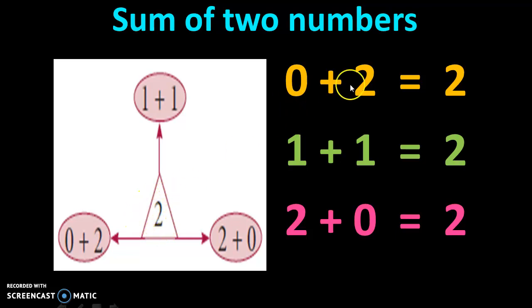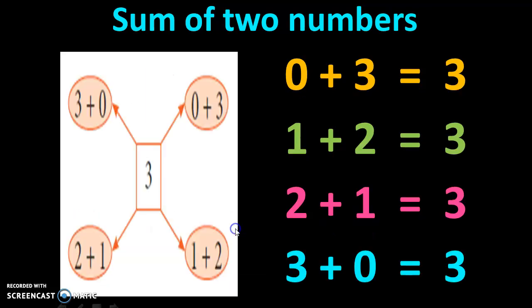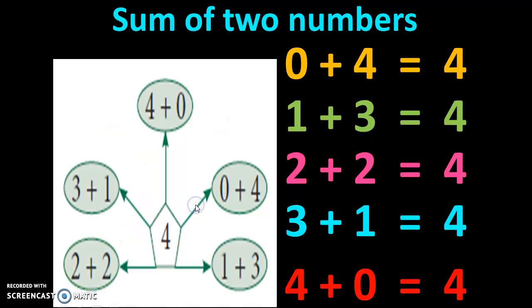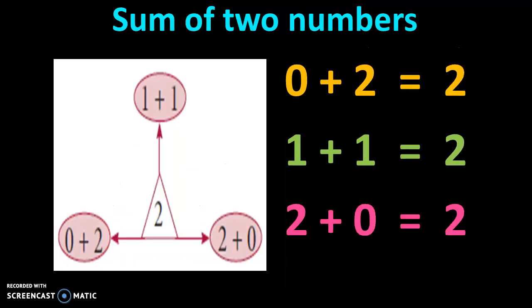For 2 you get 3 sets. For 3 you get 4 sets. Shall we see? See, for 3 you get 1, 2, 3, 4 sets. For 4 you get 5 sets. Okay, for 4 you get 5 sets. Okay, so how we are getting, shall we check?